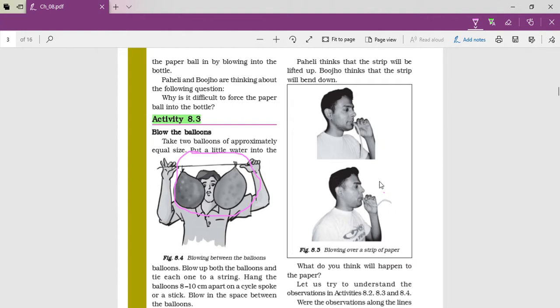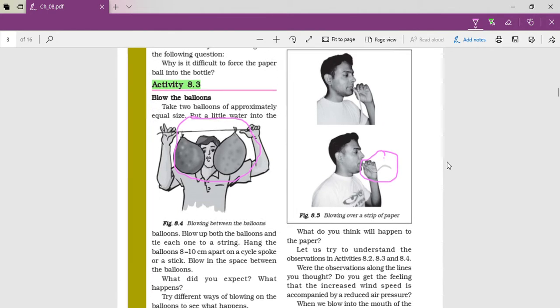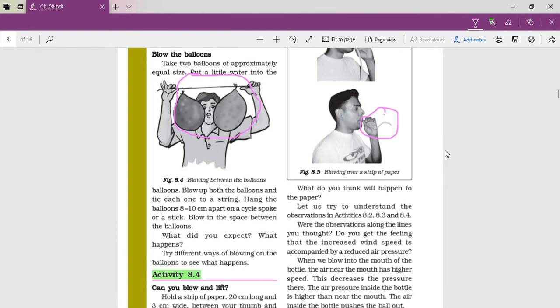So when you blew over the paper strip, it went upwards. Again, this could happen if blowing over the paper reduced the air pressure above the strip. So, increased wind speed is indeed accompanied by a reduced air pressure.